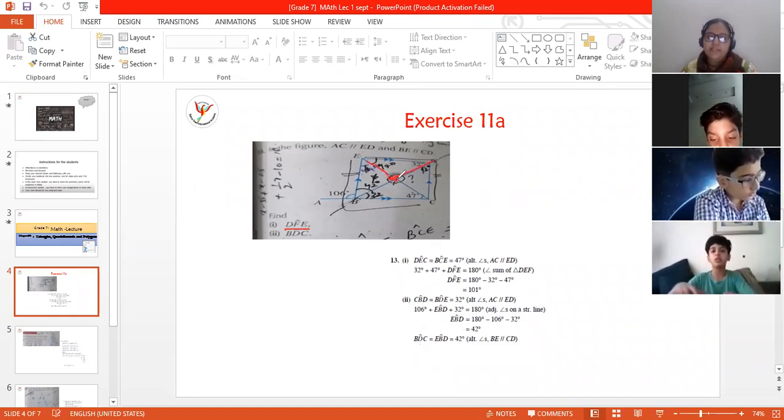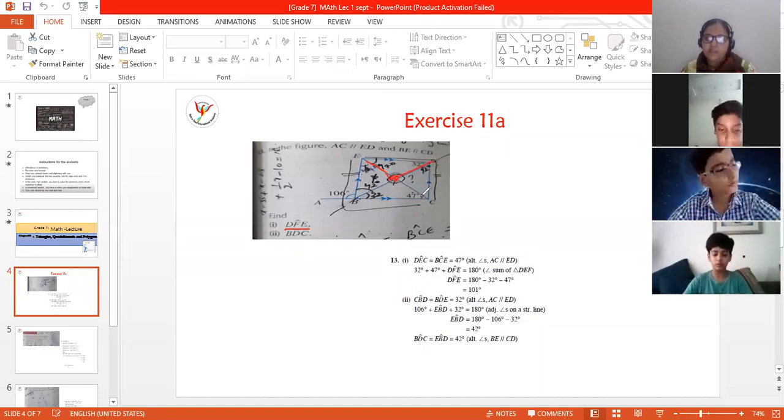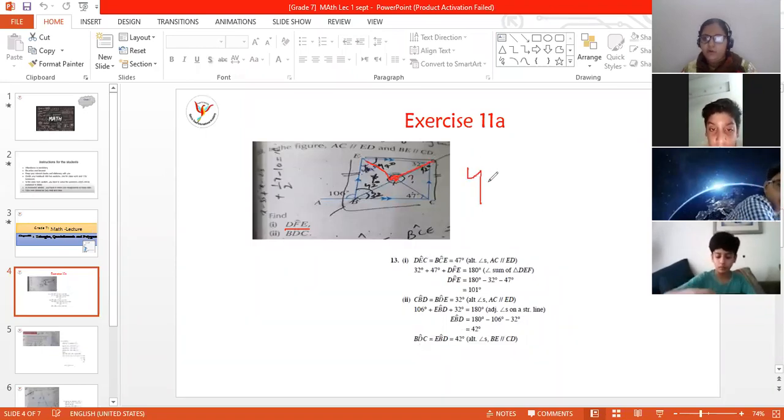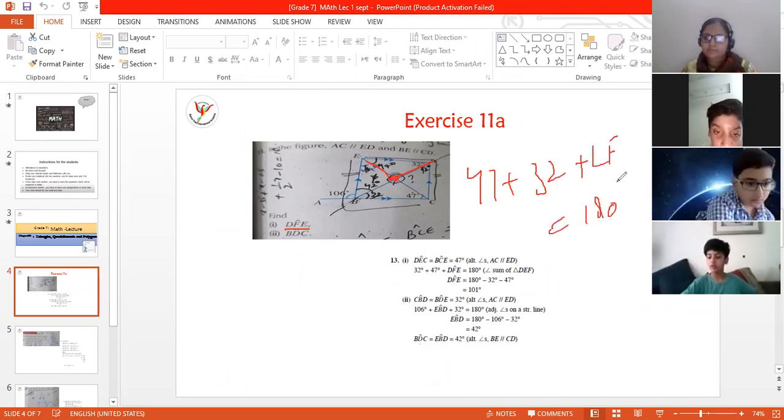If you have to find this angle, so if this angle is 47, angle C is 47, then this will also be 47. So it means that angle E is 47, angle D is 32, and you have to find angle F. 47 plus 32 plus angle F is equal to 180 degrees. Now, you can easily find the angle F by subtracting 47 and 32 from 180.